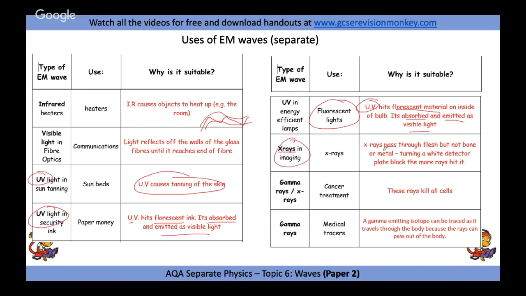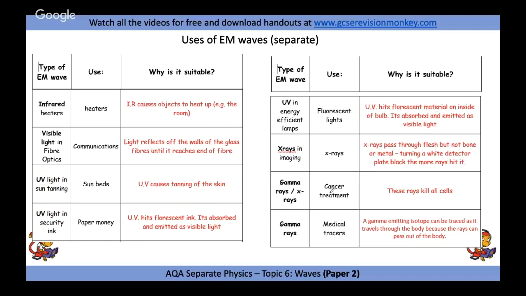X-rays in imaging, well, X-rays pass through flesh but not bone. They're absorbed by bone or metal, so they turn a white detector plate black the more rays hit it. So that's why your bone in the middle of an X-ray will appear white, while everything else will appear black, and that's supposed to be a bone on an X-ray. I clearly can't draw those.